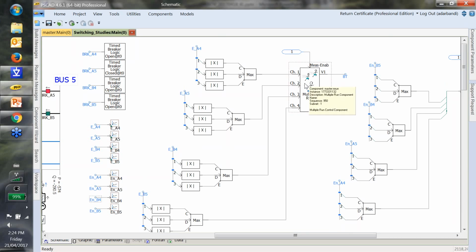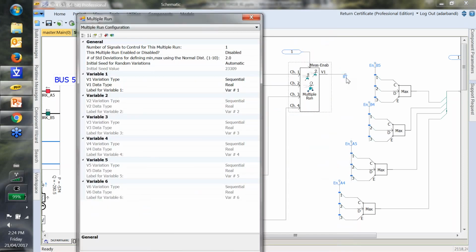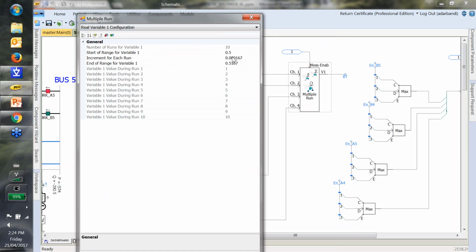Now, if I show you the multiple run, if I double click, the output of the multiple run is the closing time of the breaker. As you can see here, we are changing the opening time from 0.5 to 0.5167 seconds, which is 1 cycle of a 60 Hertz system. In each run, we are incrementing the previous value by 1/100th of the fundamental frequency.